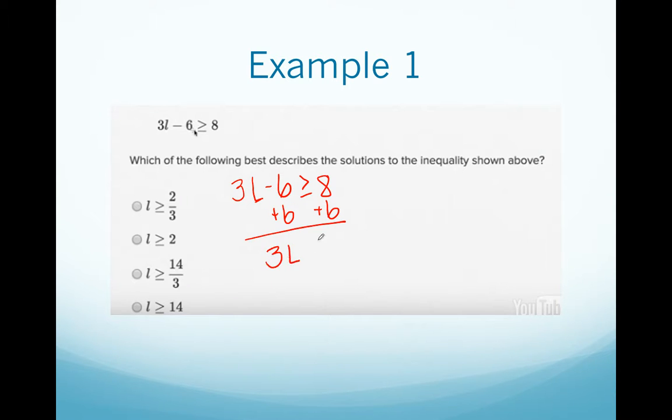So 3L is greater than or equal to, I'm going to add that 8 and that 6 together to get 14. And then it's 3 times L, so I undo that multiplication with division, and then I'm left with L is greater than or equal to 14 thirds. You can see here that none of the answer choices give decimal values, so we're not going to type that into a calculator or anything. We're going to leave it as 14 thirds, and then we have our solution here.